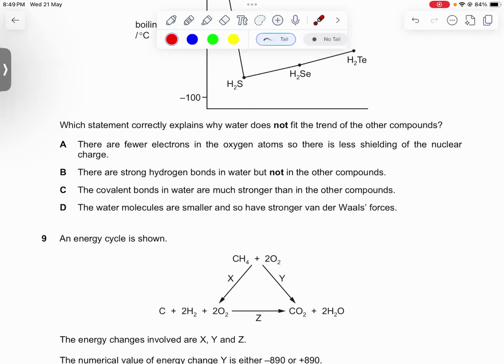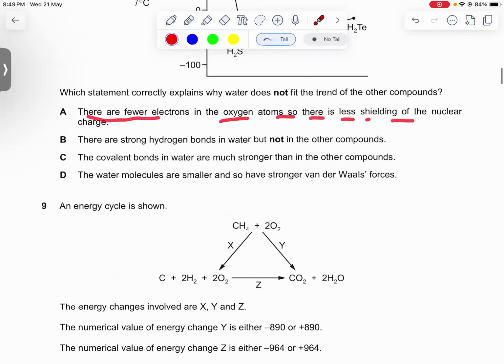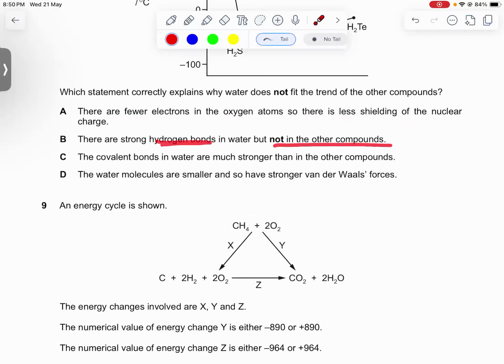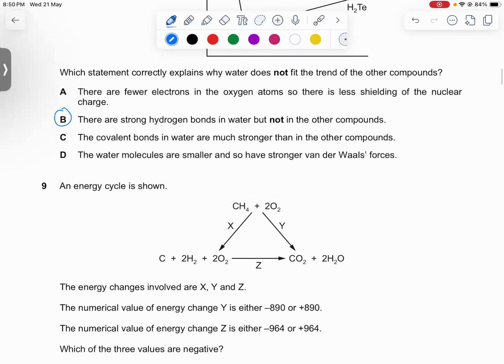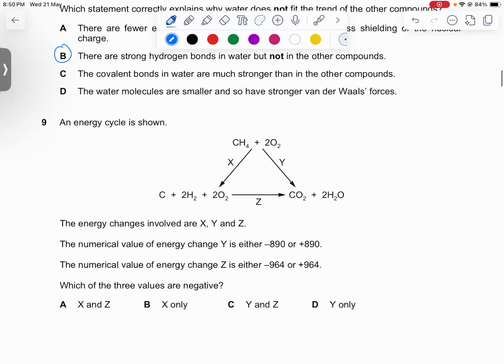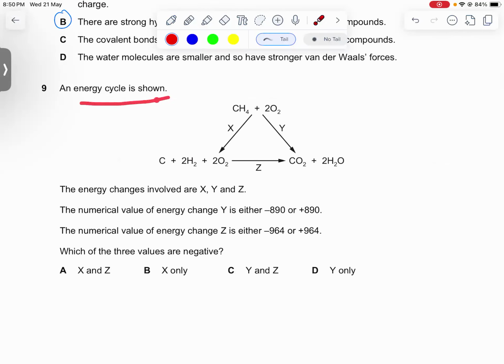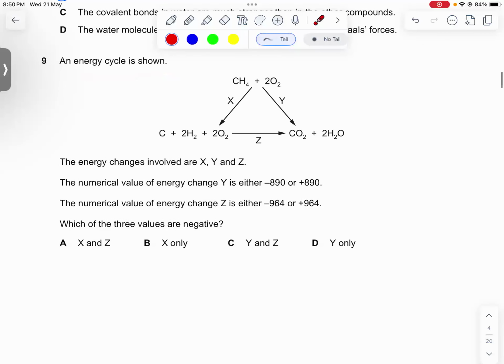All right. So let's look at anything that says hydrogen bonding. So let's see. There are fewer electrons in the oxygen atom, so there is less shielding. Well, that doesn't tell about hydrogen. There are strong hydrogen bonds in water, but not in other compounds. Such a simple and straightforward answer. So this should be B, right? Water has strong hydrogen bonds. Next question. An energy cycle is shown, all right, X, Y, and Z.